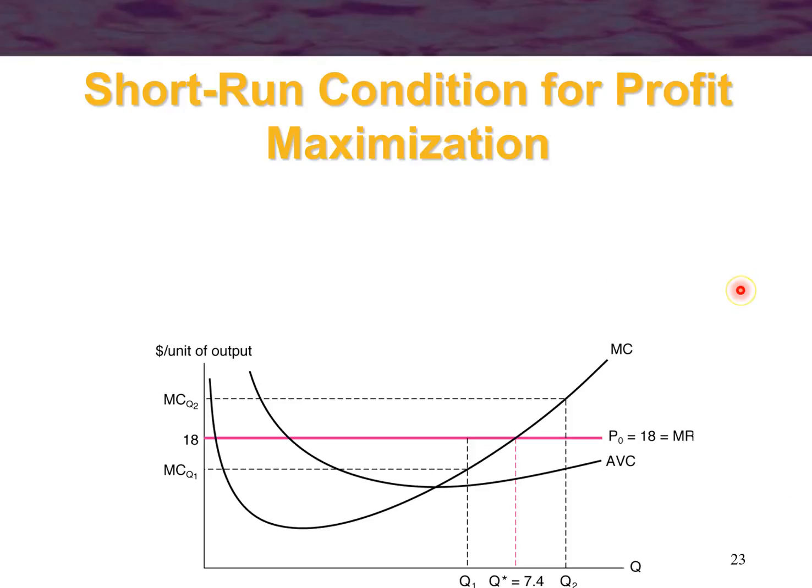And now we can see this graphically. We can see that between 0 and 7.4 units, marginal revenue is above marginal cost. When we get to 7.4 units, we now see marginal revenue is equal to marginal cost. If we increased output to Q2, we could see Q2's marginal cost is right here, but Q2's marginal revenue is right here, so profits would have dropped, so we would have to reduce output. 7.4 is when we've maximized it.